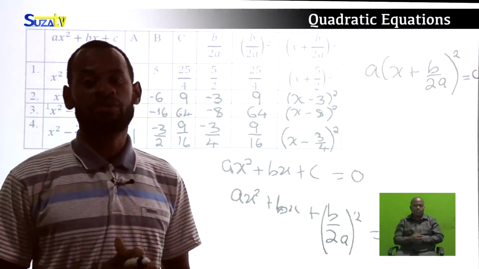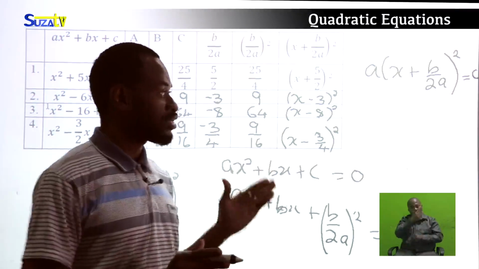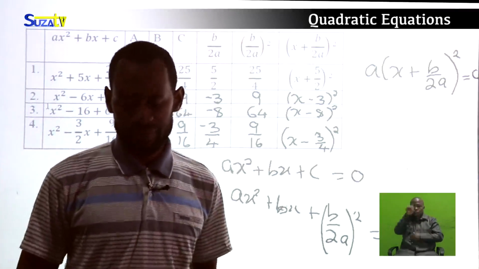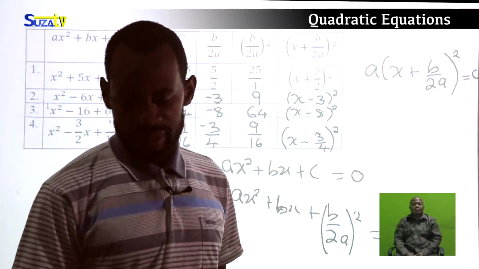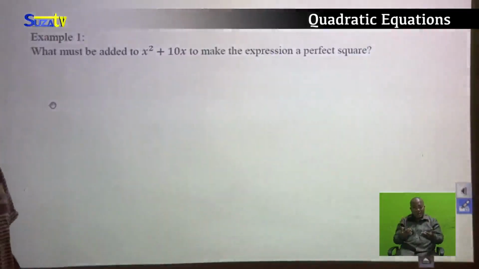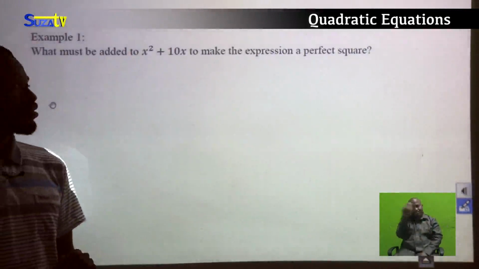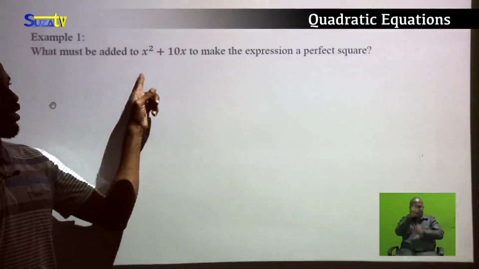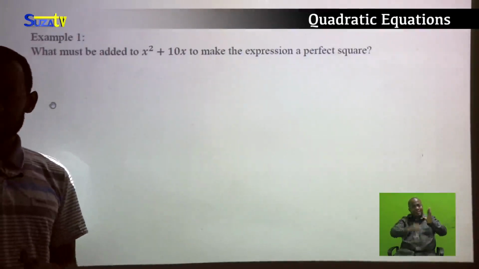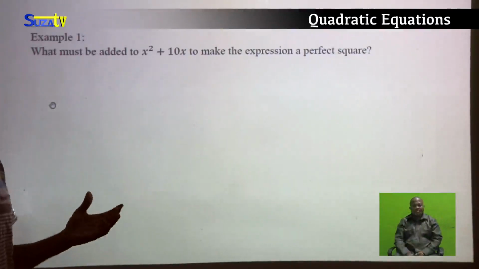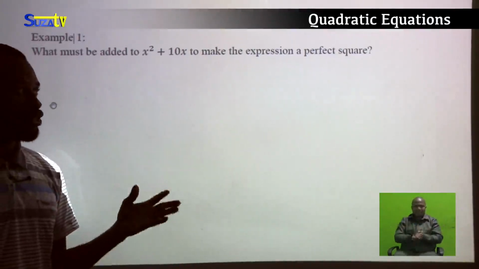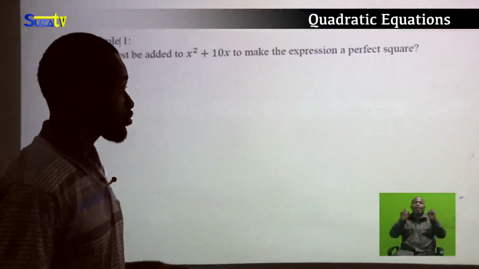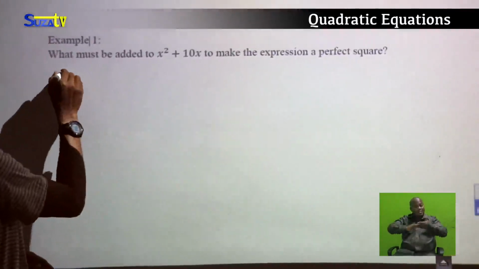And here is what we're supposed to do. We want to solve some quadratic expressions by using the completing the square method. Let's see an example now. The example says, what must be added to x squared plus 10x to make the expression a perfect square? Okay. Solution.